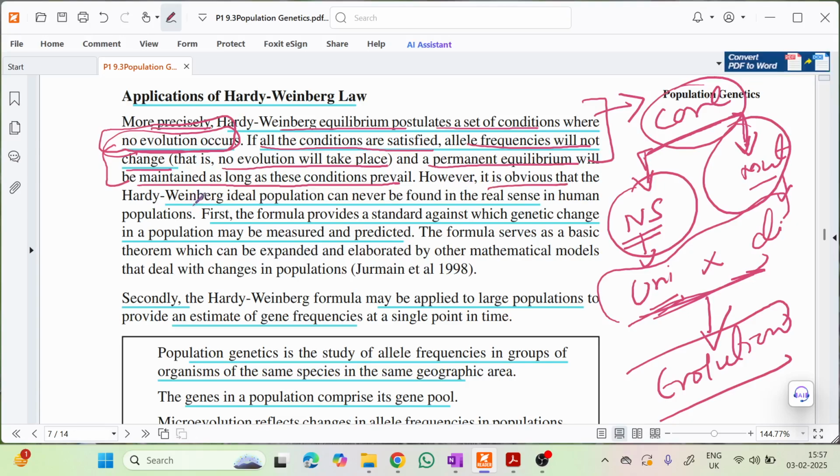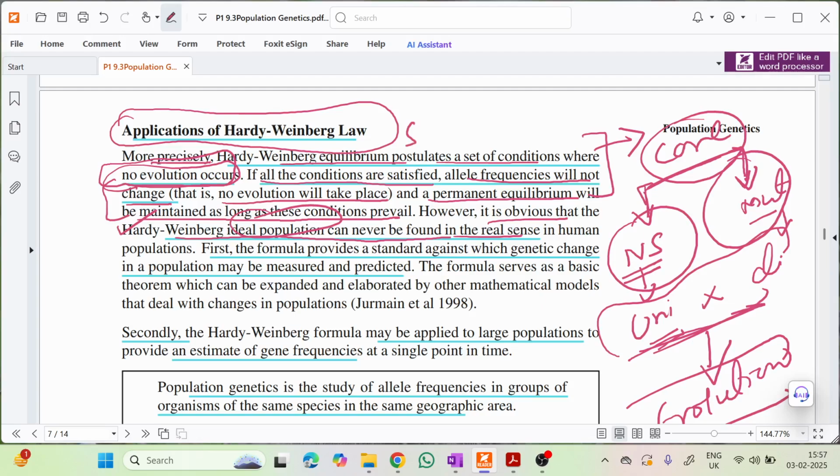However, it is obvious that a Hardy-Weinberg ideal population can never be found in the real sense. We know that the conditions are not getting fulfilled, so the ideal population will not be found. But still, the Hardy-Weinberg law has some applications, some need, because if we consider this one as a standard which is not achievable, then for real populations, we can find their status by measuring the deviation from the standard.